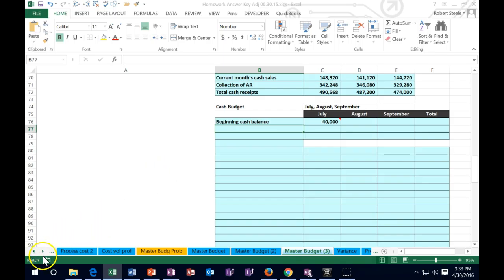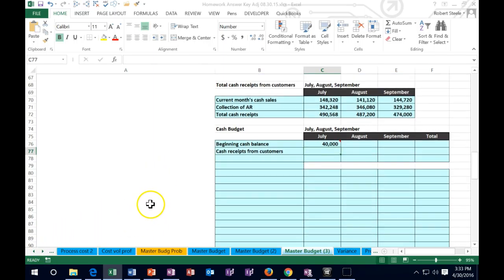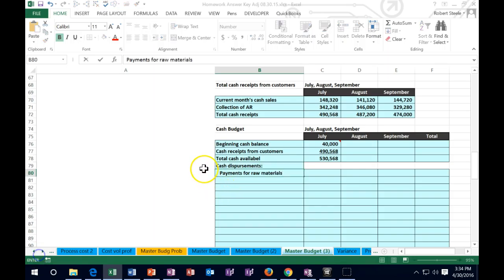Then we're going to have cash receipts from customers. We will get that from what we have calculated right above, total cash receipts from customers up top, and that will equal this 490. That will give us the cash that is available to use and spend for the month of July. So we will, of course, add these two up. I'm going to say this equals this 40 plus this 490,568 and enter. I'm going to go ahead and underline this one a bit differently. I'm going to go to the Home tab and use the underline in this format. Then we're going to talk about, of course, cash disbursements.